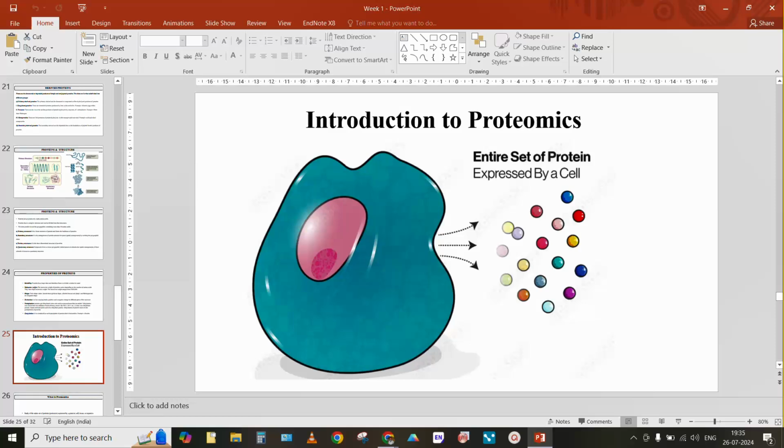So now we'll look into proteomics. What is proteomics?